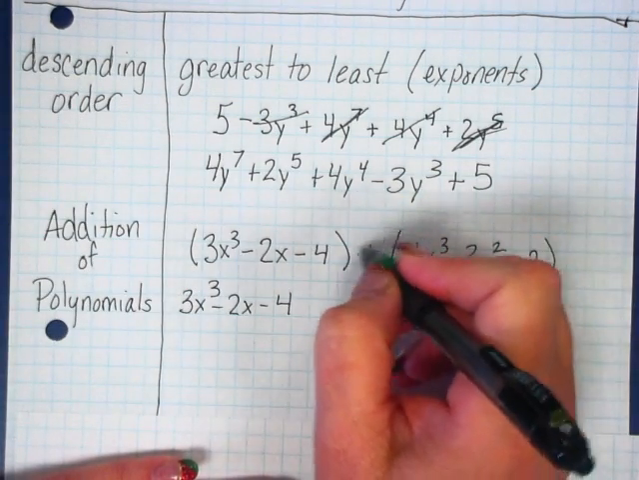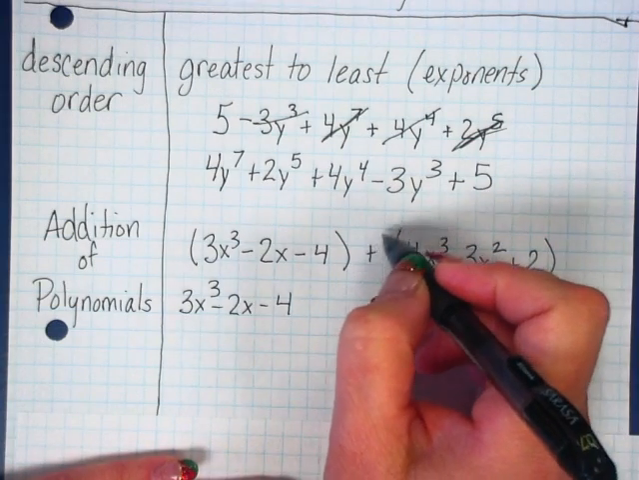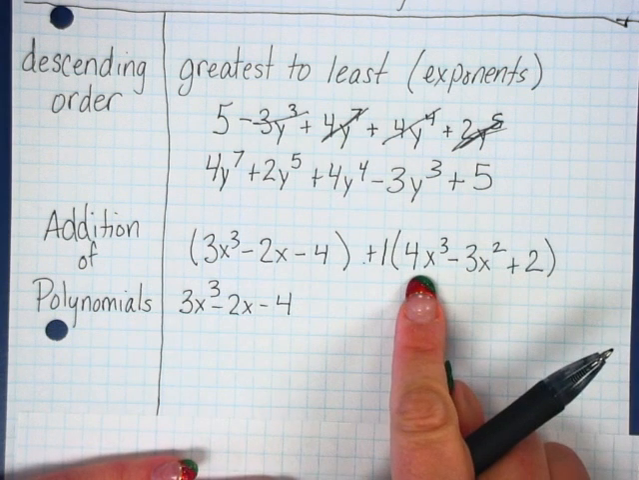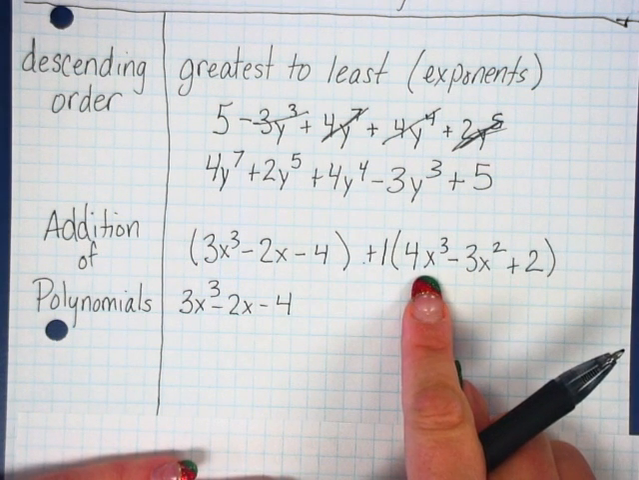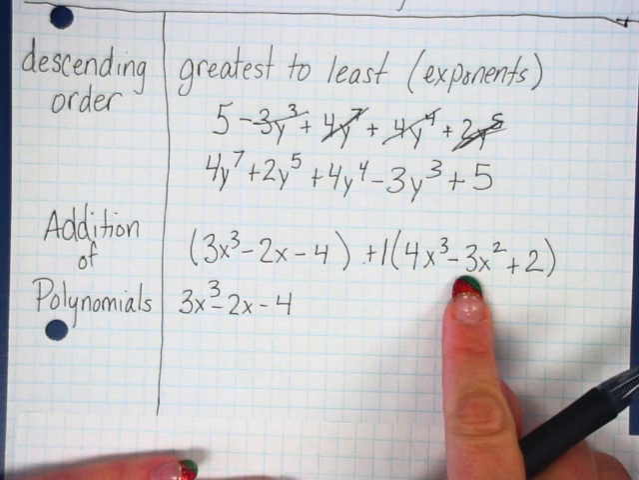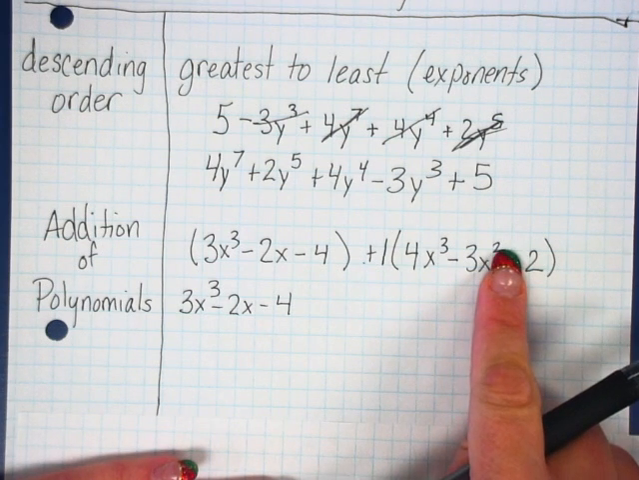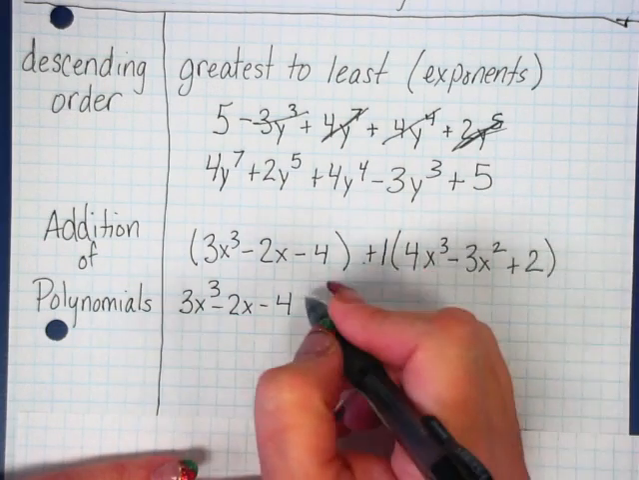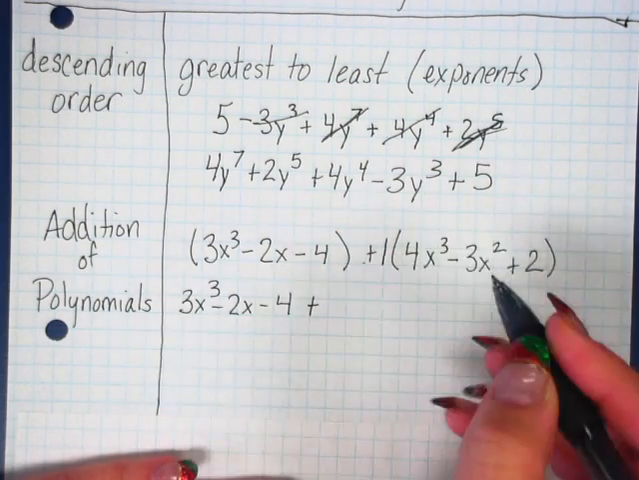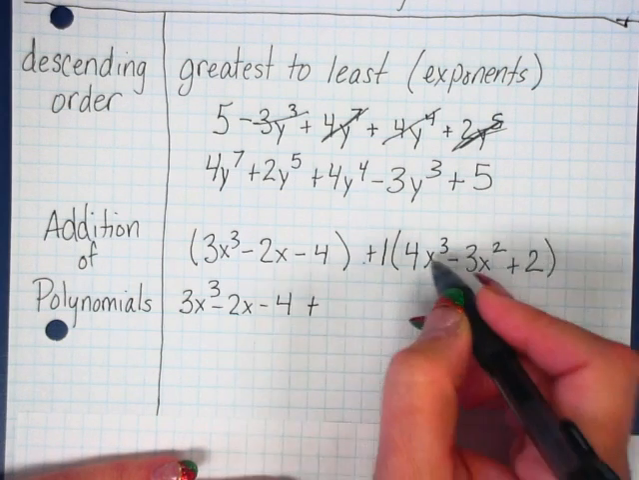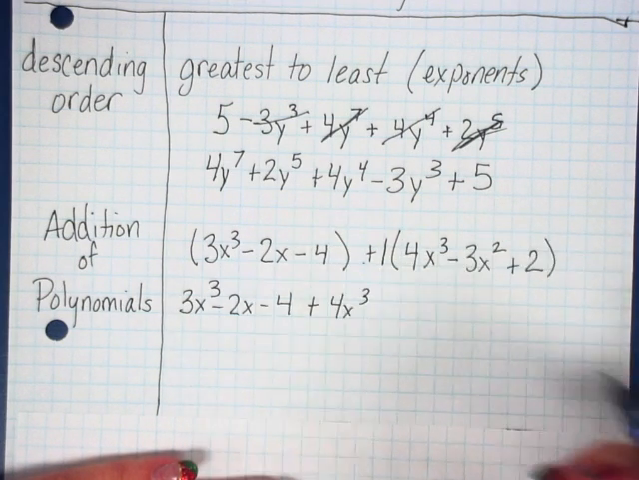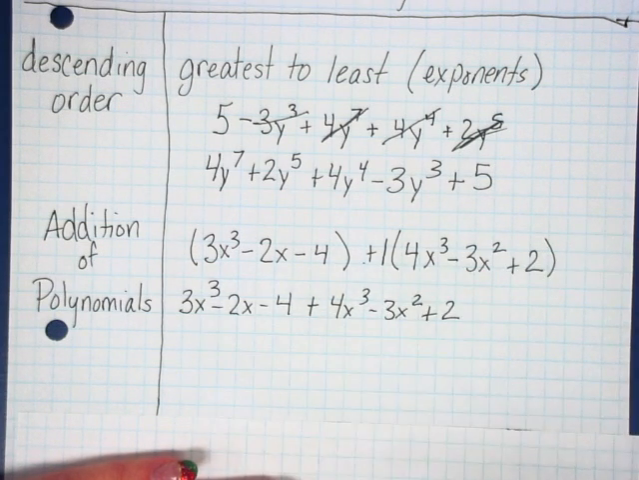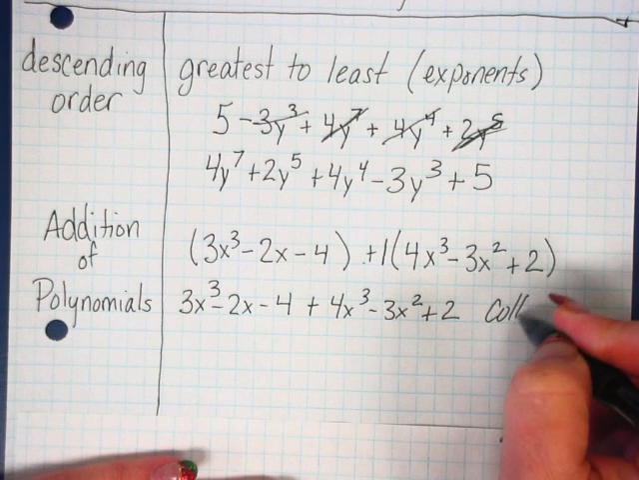Looking here, we have a positive. Looking at that, we technically have a 1, remember that. But a positive 1 times 4x to the 3rd is 4x to the 3rd. Positive 1 times negative 3x to the 2nd is negative 3x to the 2nd. Positive 1 times 2 is 2. So I'm going to, kind of in my mind, imagine that I'm distributing that 1. And I'm going to get 4x to the 3rd minus 3x squared plus 2. Now we collect like terms.